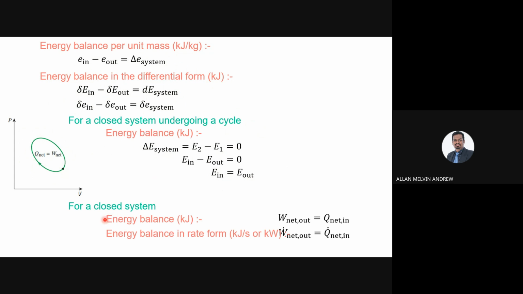Okay, so for a closed system, W net out equals W net in. So this is for a closed system undergoing a cycle. And generally for a closed system, Q net out equals Q net in. This is in rate form, so you have a dot on top.